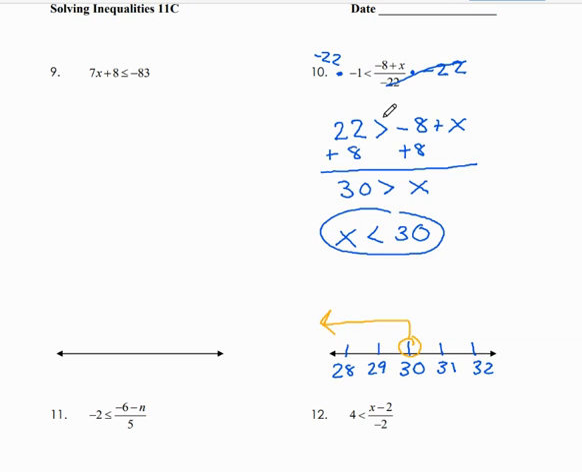Okay, and now we have an open circle, and I'm less than, so to the left. So if I look at number 9, I don't see any negative numbers associated with the x, right? There's a negative on the other side, but there's no negatives on the left-hand side with that x, so I'm not going to really worry about flipping. Well, wherever the variable is. And if we're adding or subtracting, it doesn't matter at all.